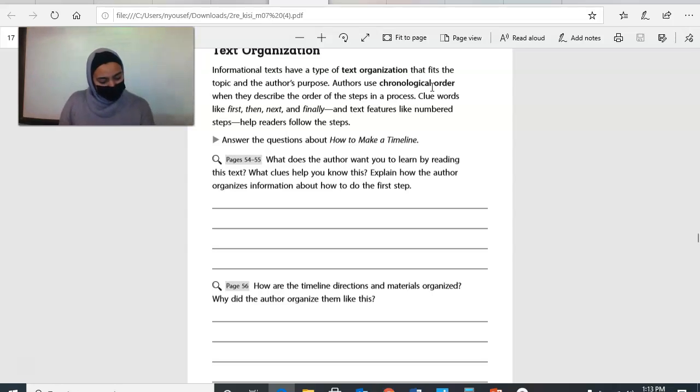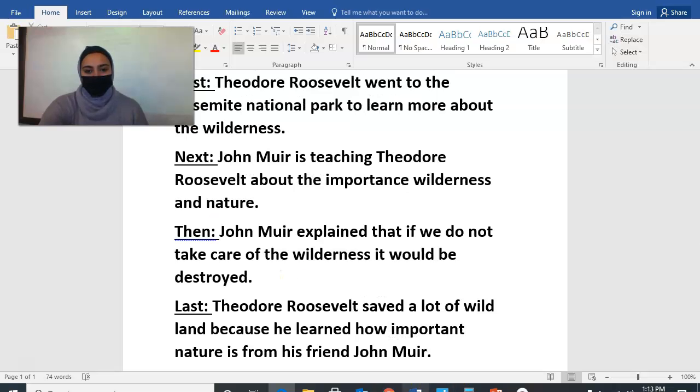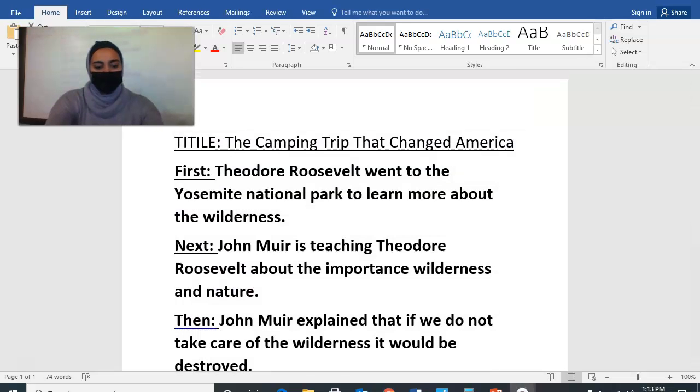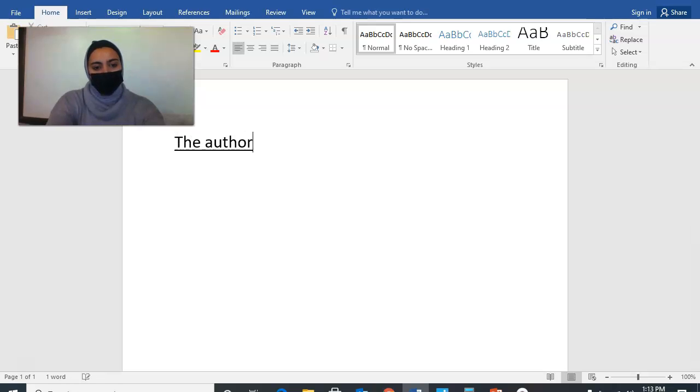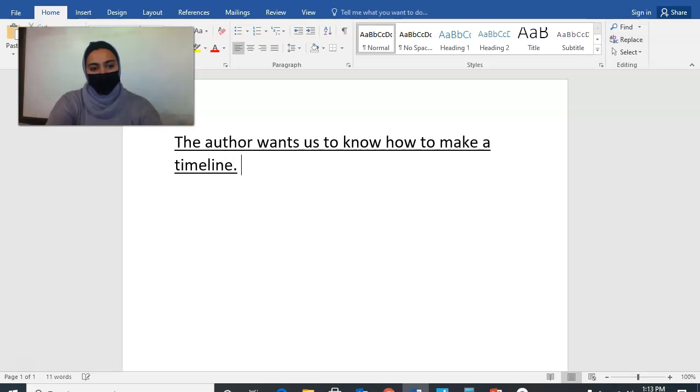What does the author want you to learn by reading this text? Very good. How to make a timeline. The author wants us to learn how to make a timeline. So you're going to write that down here. The author wants us to know how to make a timeline. Very, very simple. All right, let's keep going. The second question. It's okay. I'll give you time at the end to write. What clues help you know this?